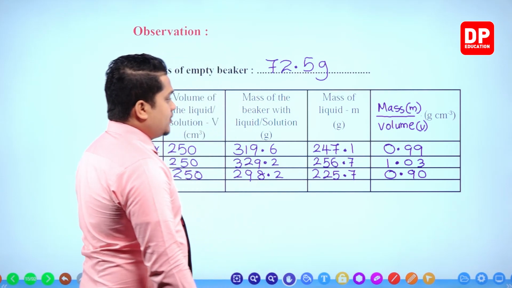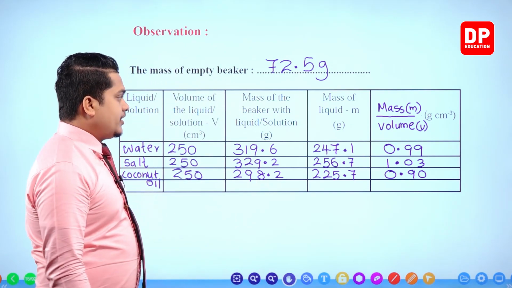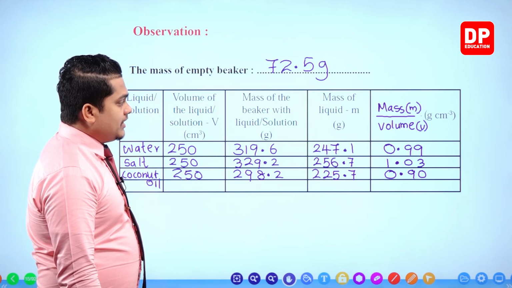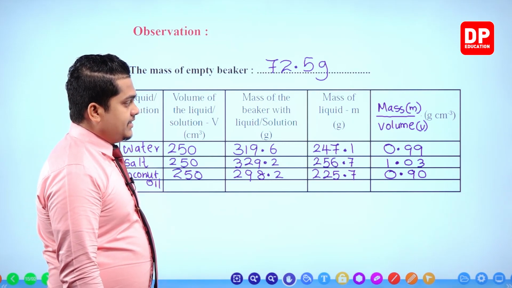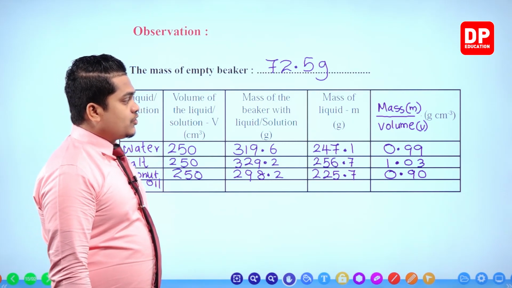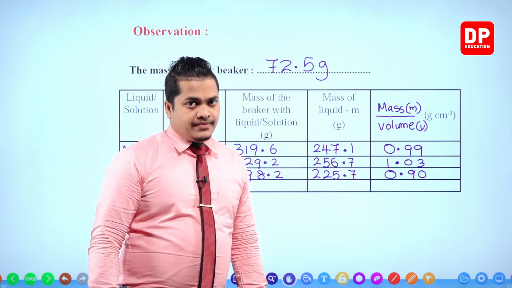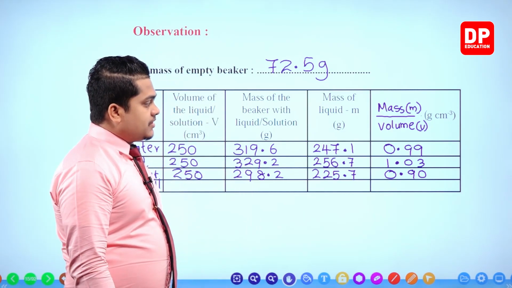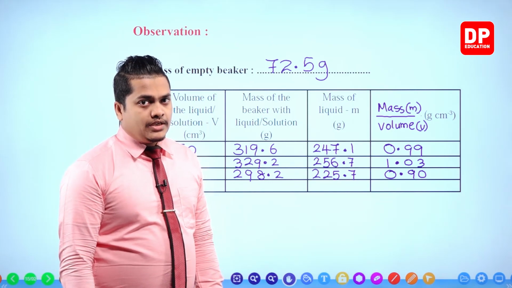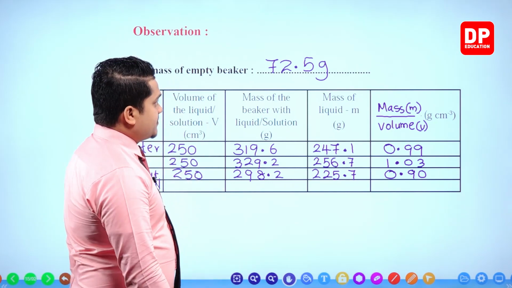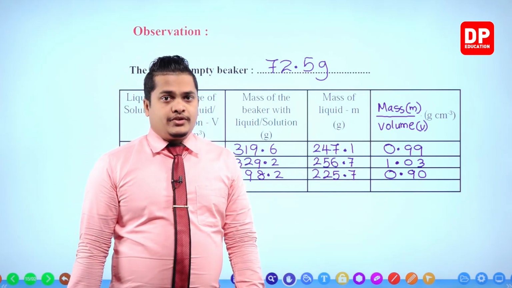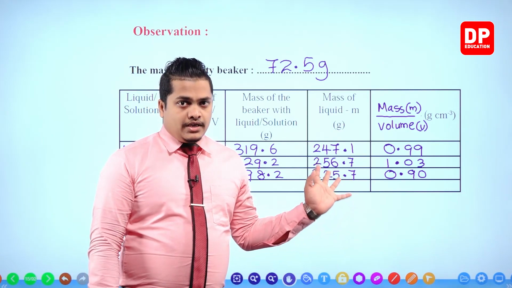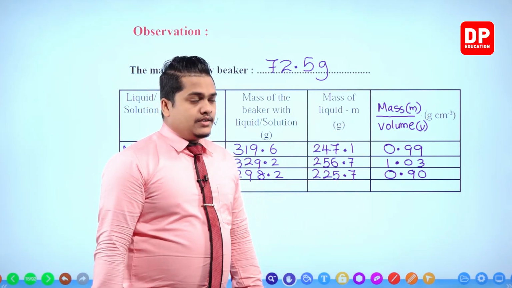Here, the density of coconut oil is the one which has the least density, right? So the salt solution has the highest density. The least density could be observed in coconut oil. So these are the observations, my dear children. I hope that you got the idea about density then, right? Our conclusion is very simple.